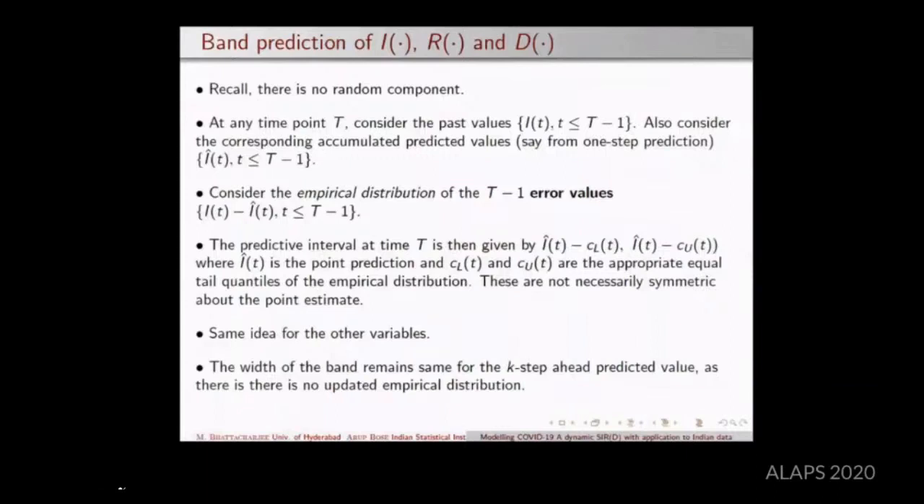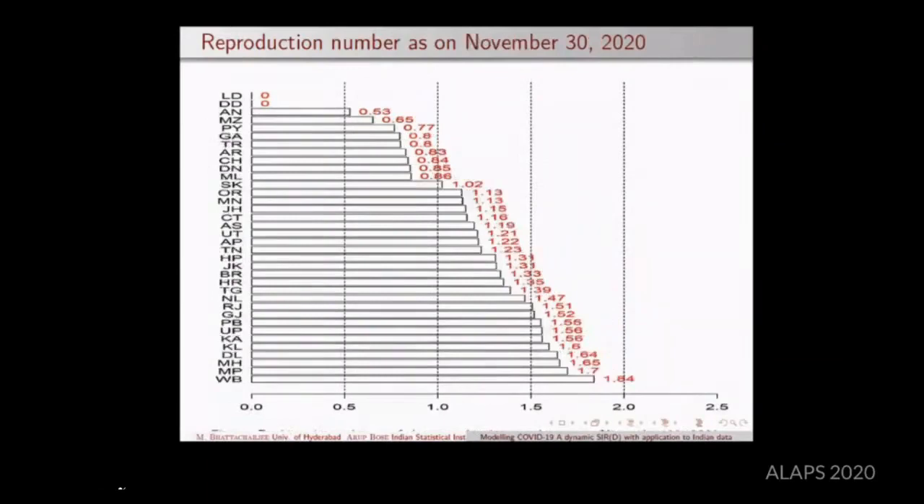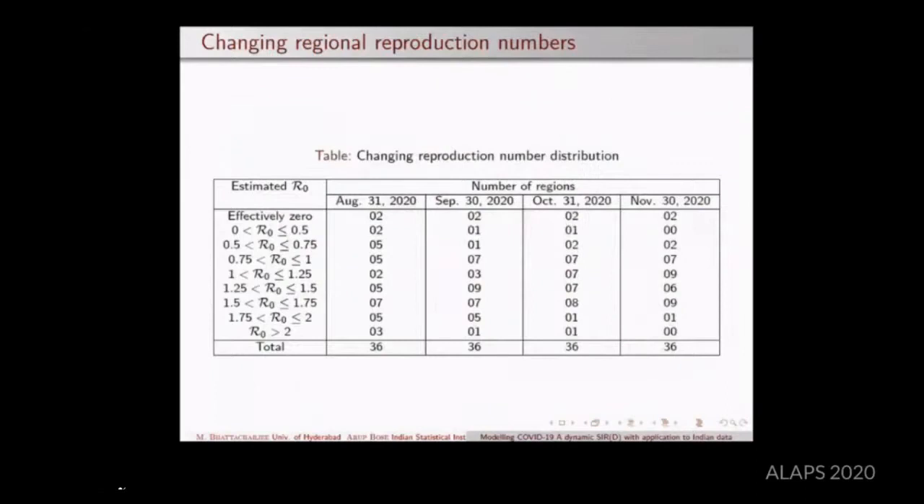So a quick view: this is what happened to the last four months of the reproduction number, and you can see that this was in August, and then September, and then October, and then November. And you can see there's a shrinking of the range of values of R0. And there's also the change in the order with respect to the highest and the lowest, and so on. And this is how the reproduction number distribution changes over time.